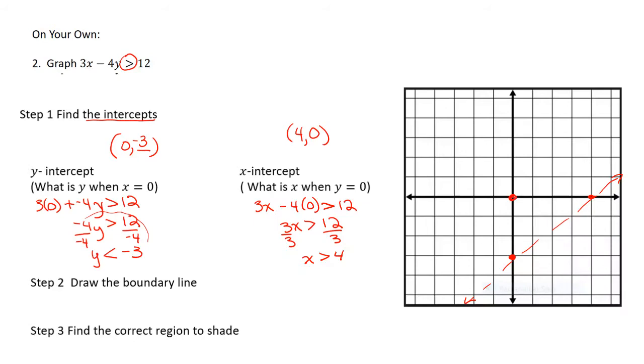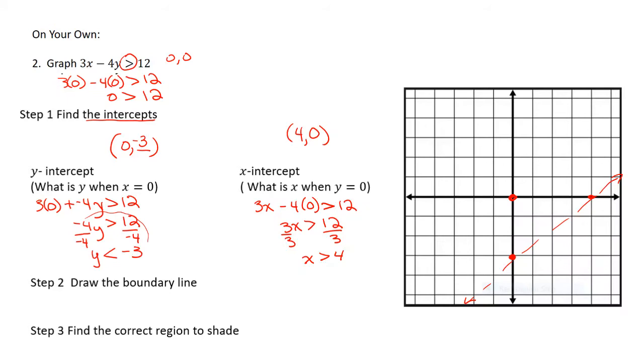Let's pick a point and see if (0, 0) is true. All right, so let's put (0, 0) back into our inequality and see if it's true. So 3 times 0 minus 4 times 0 is greater than 12. So 0 minus 0 is greater than 12. That is not true. So we're not going to be shading this upper area.